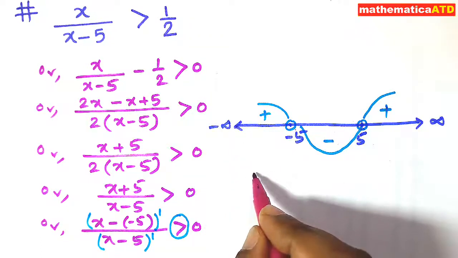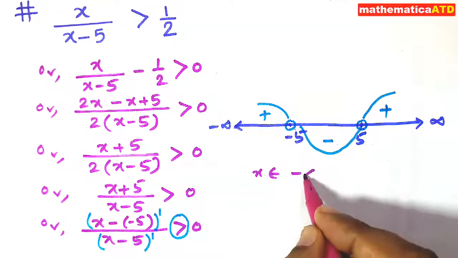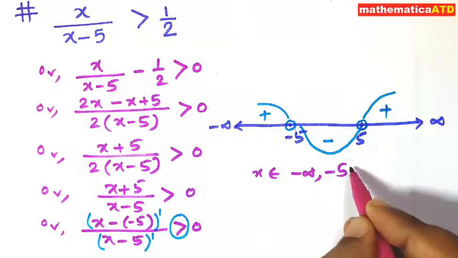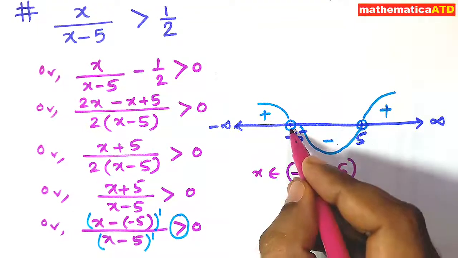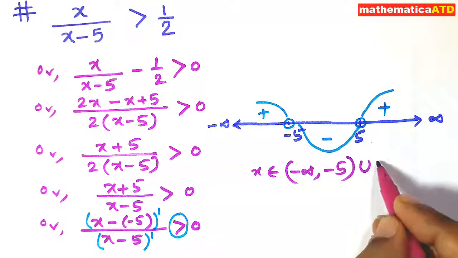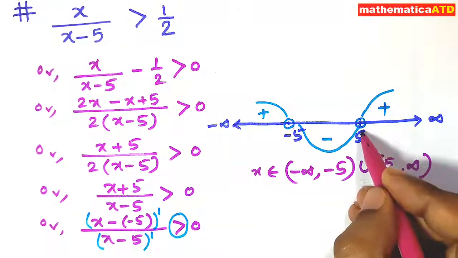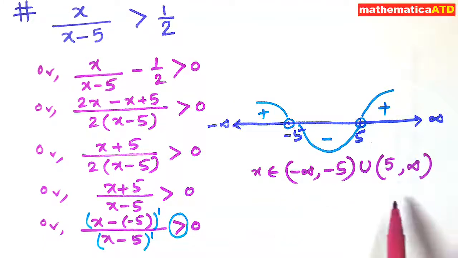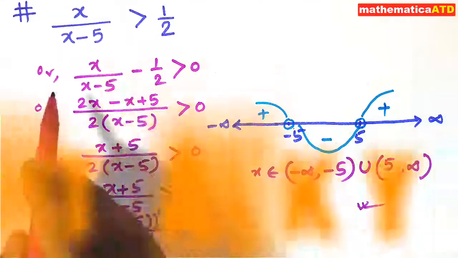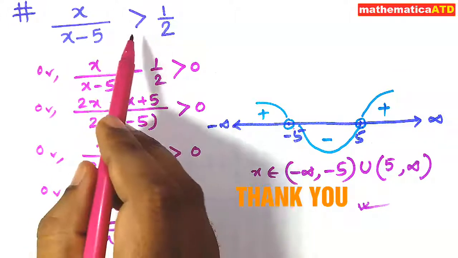So we can write x belongs to (-∞, -5) open, because -5 is not included, union (5, ∞). Here also 5 is not included. So this is the solution of this inequation, x/(x - 5) > 1/2.